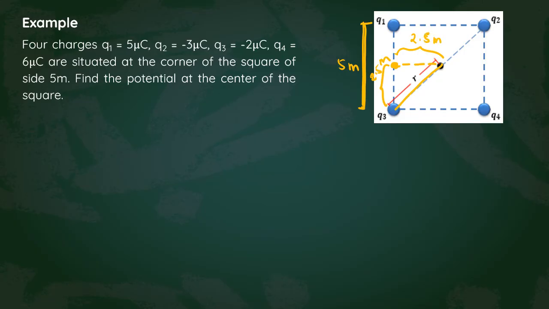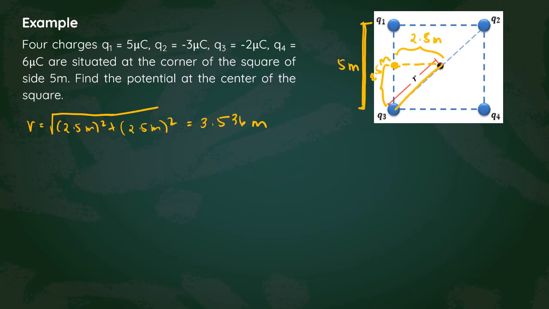Now, in this triangle, we have the two sides, and we can solve for r, which, when you look at the illustration, is the hypotenuse. We can use the Pythagorean theorem, where r will be equal to the square root of 2.5 meters squared plus 2.5 meters squared. And that will be 3.536 meters, so approximately 3.536 meters. The r for all of the four charges will be 3.536 meters. To solve for the potential, we just need to solve for the electric potential due to the four charges and then take its algebraic sum.